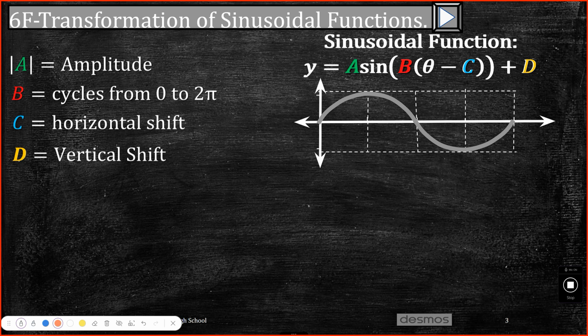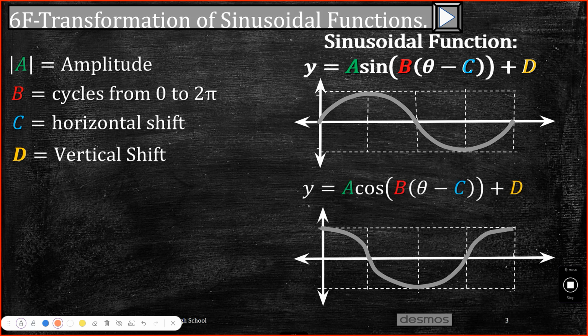What else? Well, the same thing would be the same for the cosine function. A deals with the amplitude. B deals with how many cycles there are on 0 to 2 pi. C is the horizontal shift. D is the vertical shift.